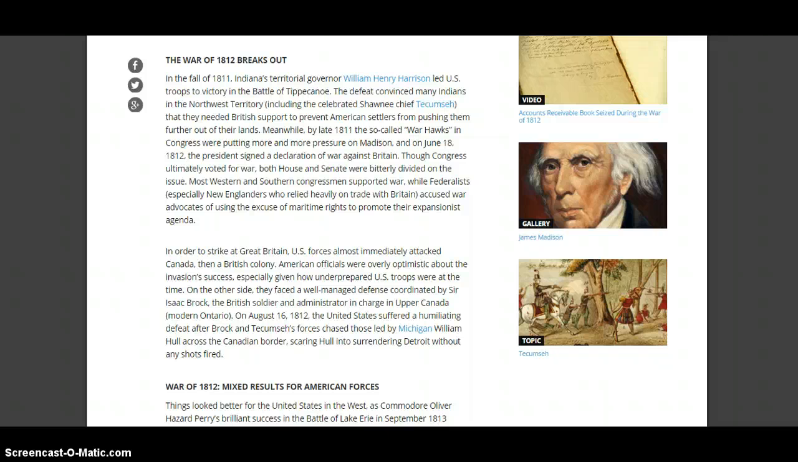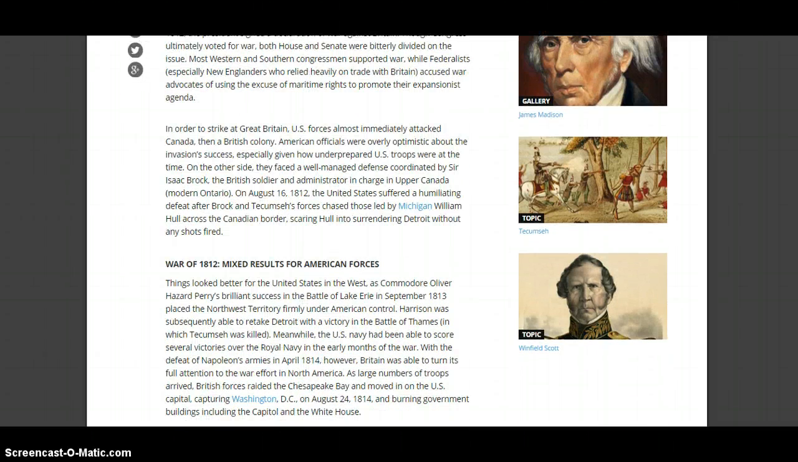On August 16, 1812, the United States suffered a humiliating defeat after Brock and Tecumseh's forces, chased by those led by Michigan Governor William Hull, across the Canada border, scaring Hull into surrendering Detroit without any shots fired. The War of 1812: mixed results for American forces.